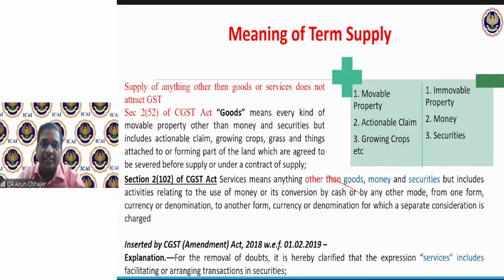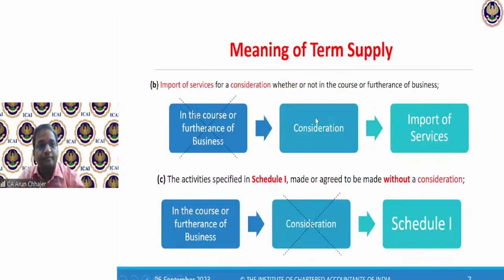Now let's move further. We will move to the consideration. We will also move to the business. But before that, let me complete section 7, subsection 1. So clause A is talking about all forms of the supply. It is talking about 8 different forms of the supply. Plus, they are imposing the 2 conditions that it should be business and it should be for consideration.